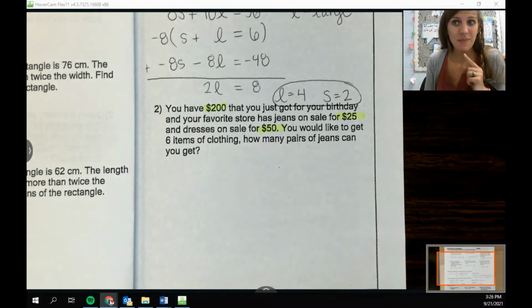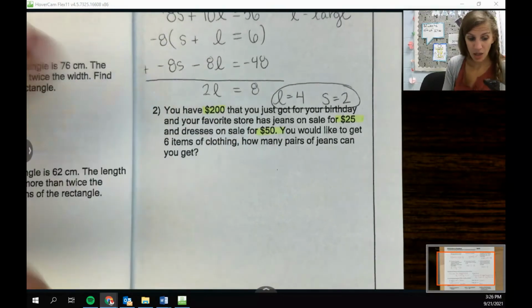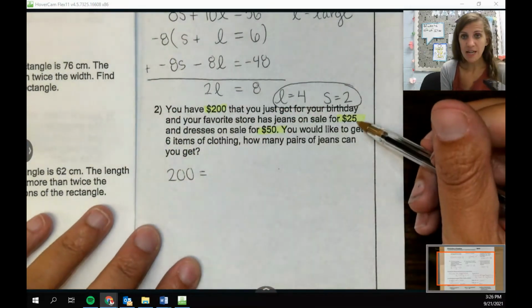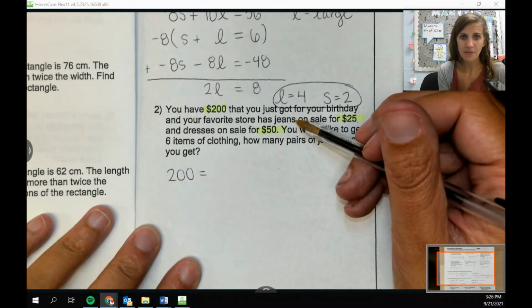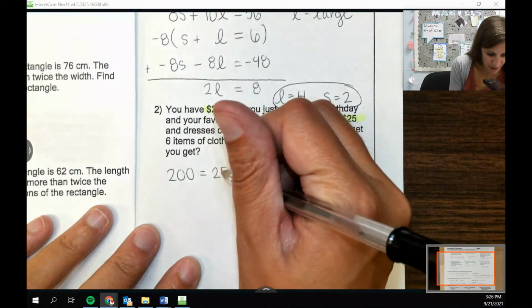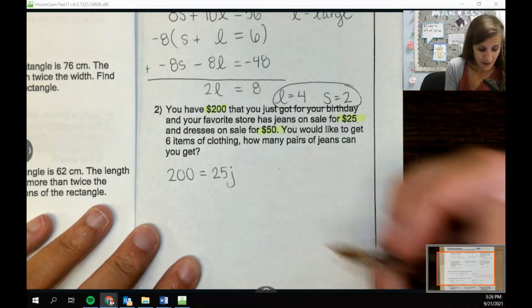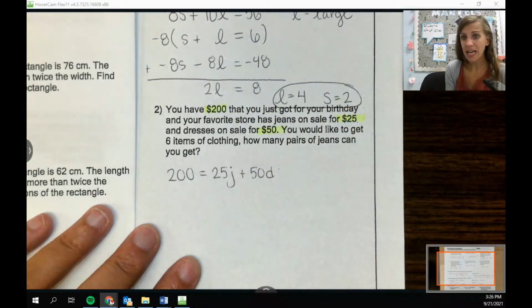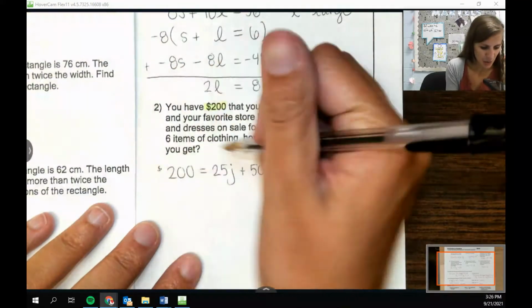So I can do maybe that standard form equation thing again, because I have a total of 200 and I can spend $25 for every pair of jeans that I buy. So 25 for every pair of jeans and $50 for every dress. Now I know I'm not going to buy a dress, but I think this is how I would write my money equation.